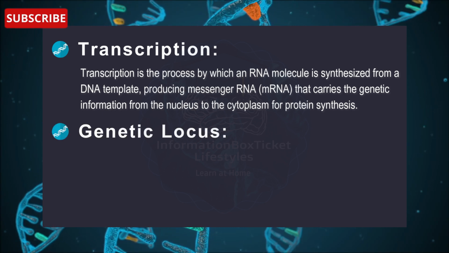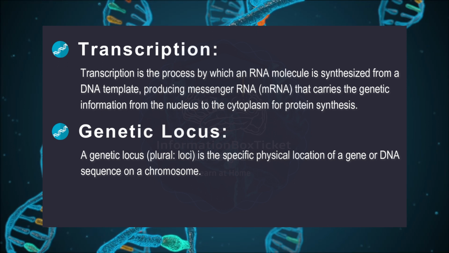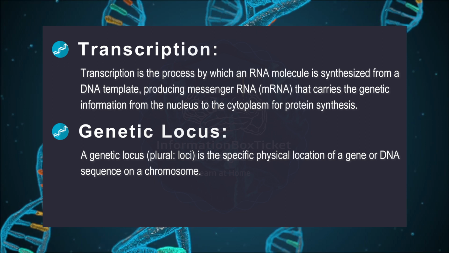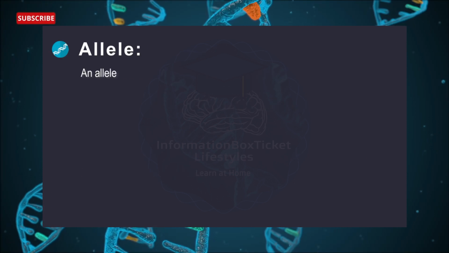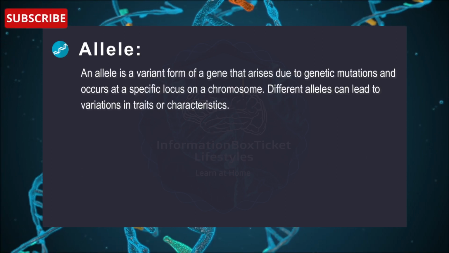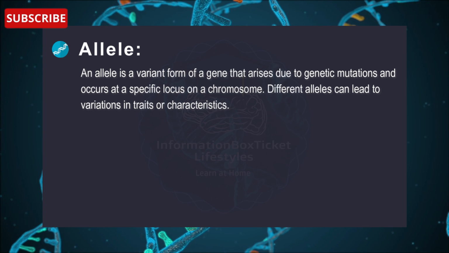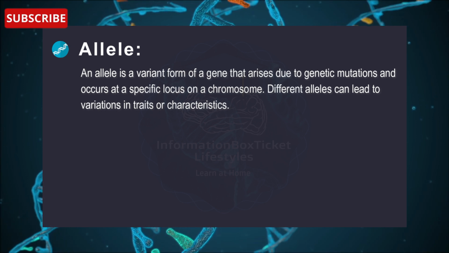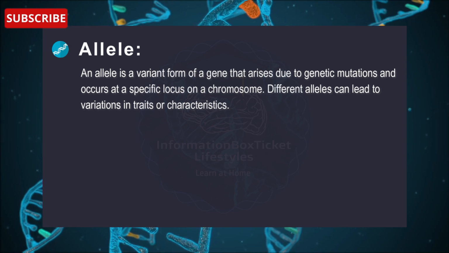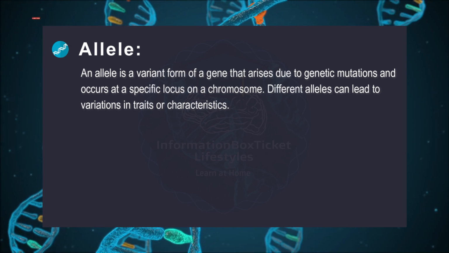Genetic locus. A genetic locus is a specific physical location of a gene or DNA sequence on a chromosome. Allele. An allele is a variant form of a gene that arises due to genetic mutations and occurs at a specific locus on a chromosome. Different alleles can lead to variation in traits or characteristics.